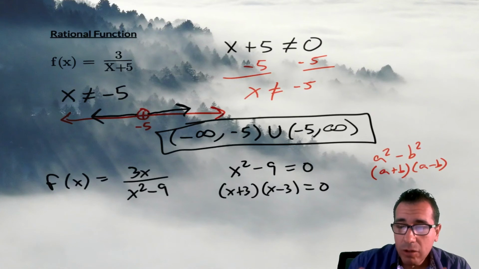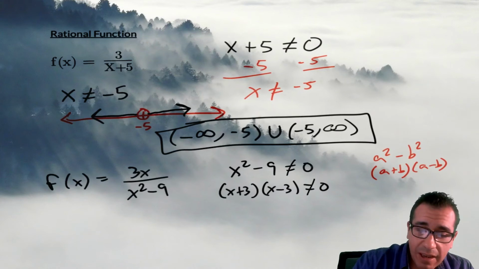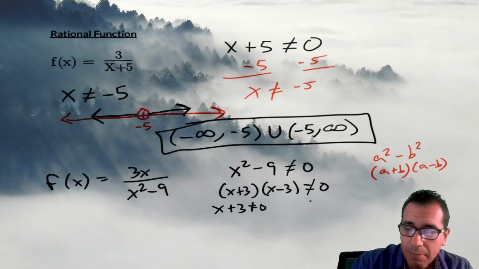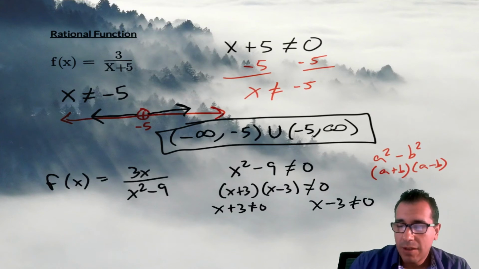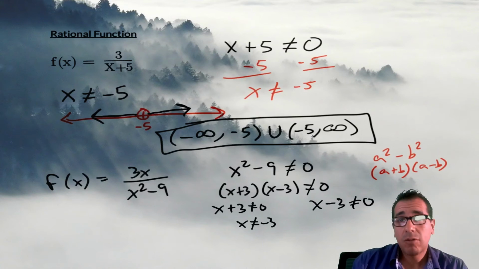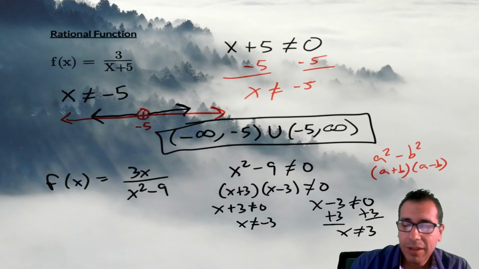But we have to be consistent with what we said earlier. We don't want it equal to 0. So both of these factors better not be equal to 0. So we solve each one: we subtract 3 from this one, and we get negative 3. X cannot equal negative 3. And we add 3 to this one, and we say that x cannot equal positive 3, right?